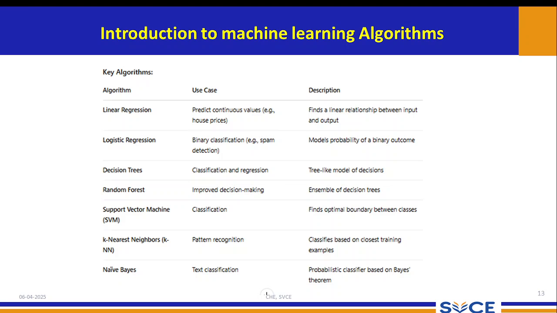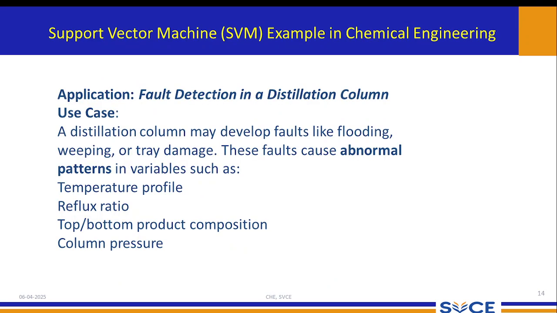I will give an example for these two things. One is the support vector machine: fault detection in a distillation column. Let's say you have a distillation column, which may develop faults like flooding and weeping. Flooding takes place when the air flow rate is not enough; obviously the flooding of liquid from the tray will take place. Weeping means the air flow rate is very low, so liquid will be passing through. Weeping or tray damage may take place. These are the faults.